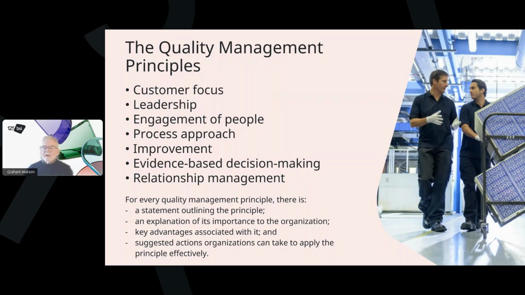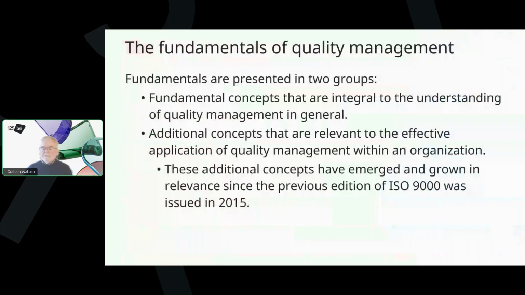For every quality management principle, 9000 gives you a statement outlining this principle, an explanation of its importance to the organization, the key advantages associated with it, and suggested actions organizations can take to apply the principle effectively within their own organization.